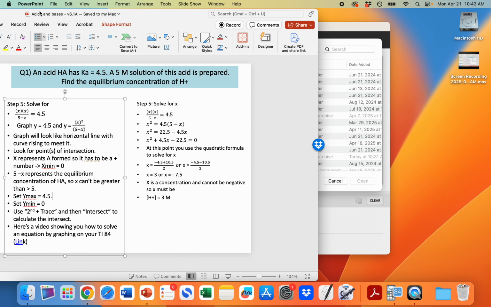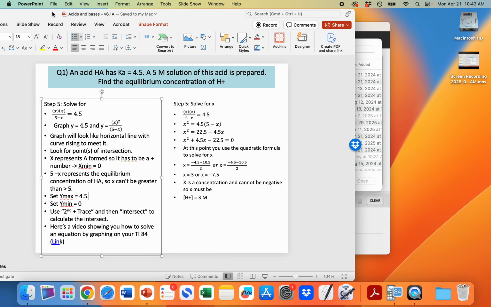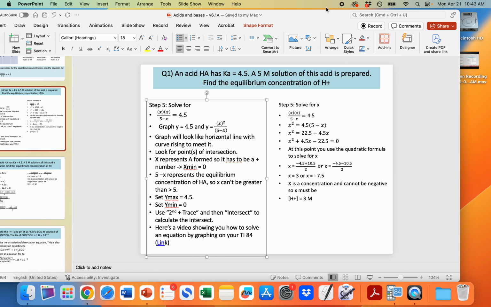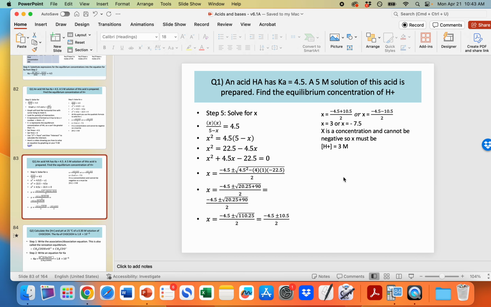I am going to show you how to graphically solve an equation like x squared divided by 5 minus x equals 4.5. Now, you could solve this algebraically by distributing the x, right? You get x squared plus 4.5x minus 22.5, and then you can use the quadratic formula like I did over here. It just takes a lot of time, especially when the numbers become longer.